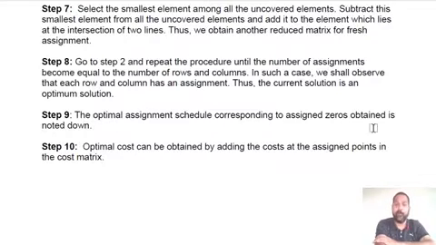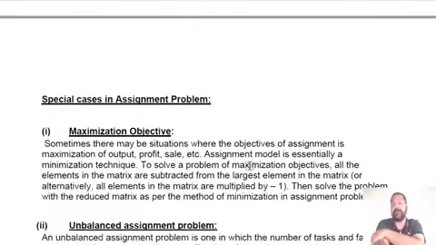Step 9. The optimal assignment schedule corresponding to the assigned zeros obtained is noted down. Step 10. Optimal cost can be obtained by adding the cost at the assigned points in the cost matrix. Done. These are the 10 steps.